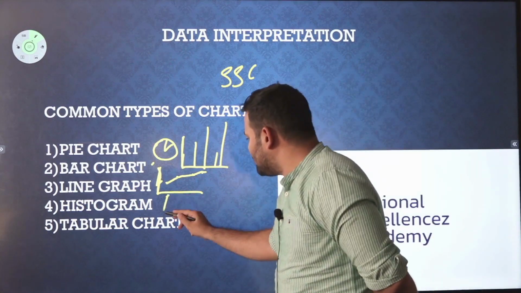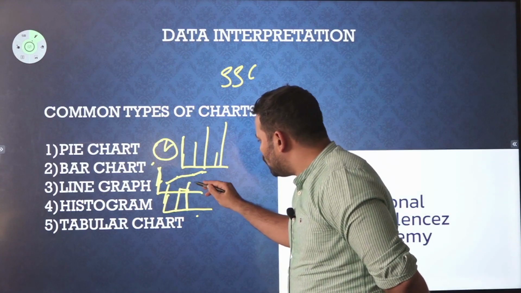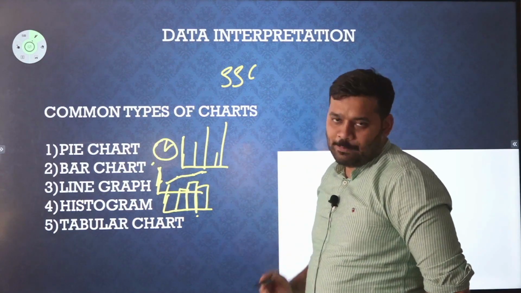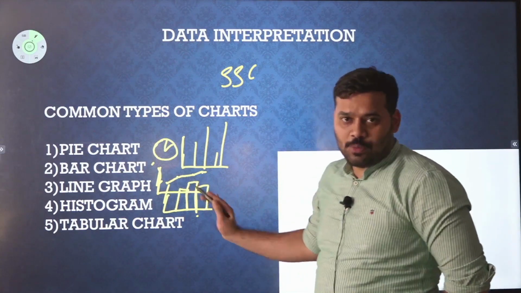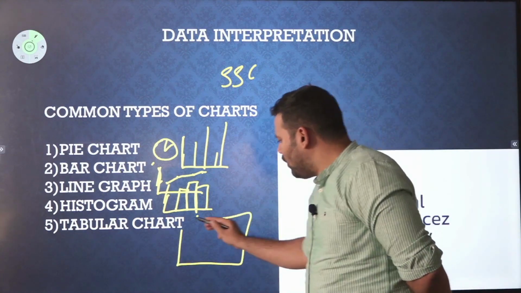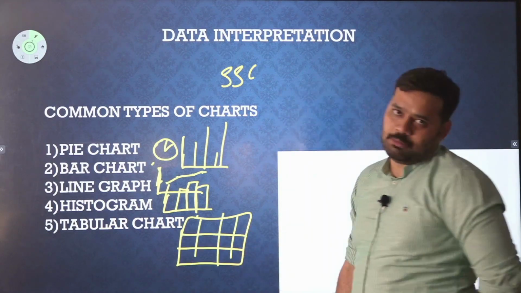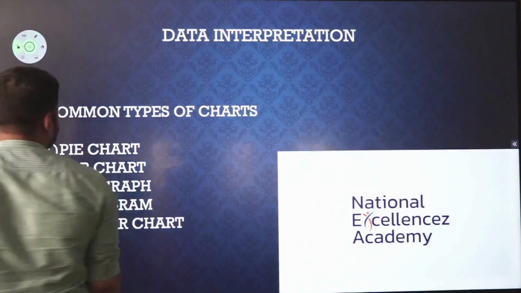And histogram is where there are going to be bar charts one attached to the other, because this deals with class interval. What is class interval? We'll see that later on. For now, I hope you have seen these kinds of images. And tabular chart is where all the data numbers will be presented in the form of tables. Now let's get into the details.